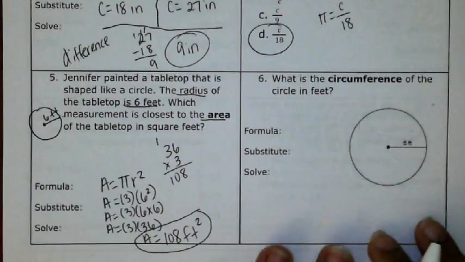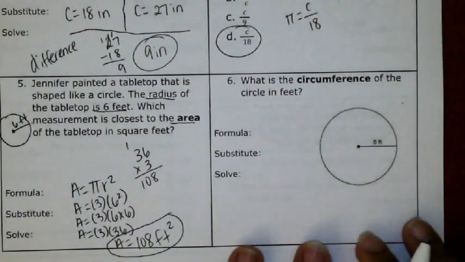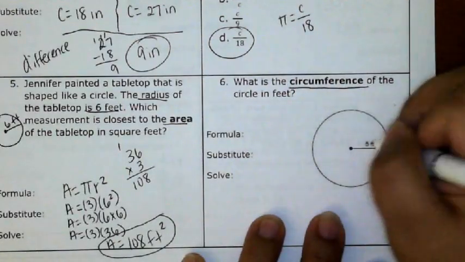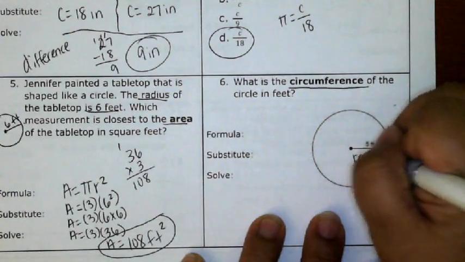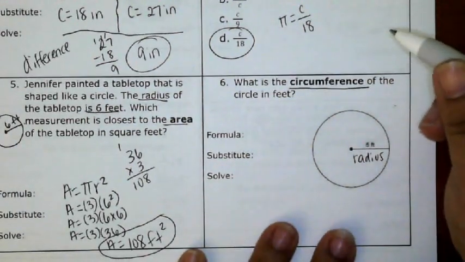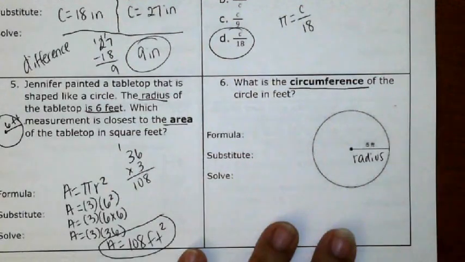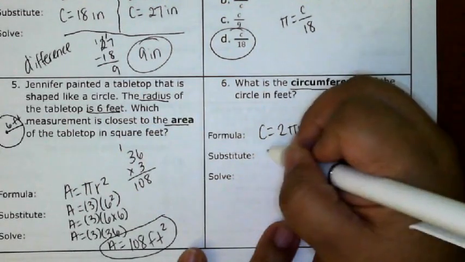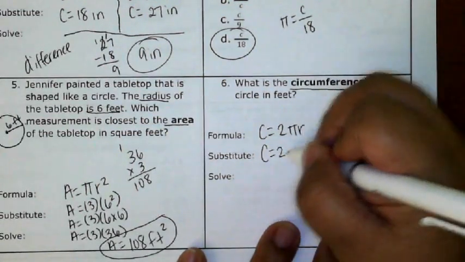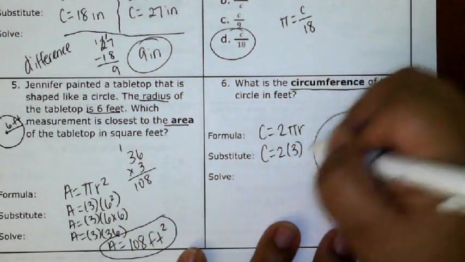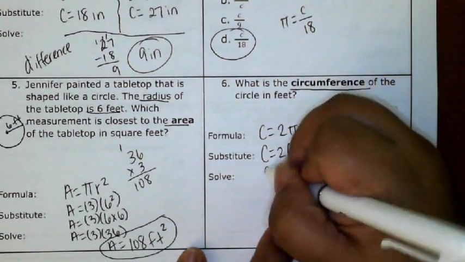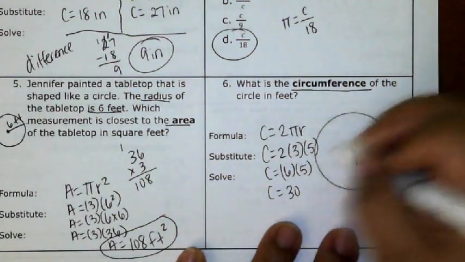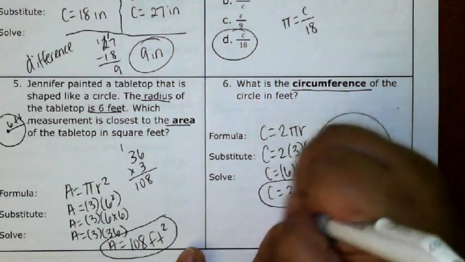Alright. So here, circumference of the circle in feet. So here it's asking for circumference. Let's look at what we have here. In this circle, it is given us radius. That means if you look at the top where we wrote circumference, we have the radius, so we're going to use C equals 2 pi r. C equals 2 pi, I know pi is going to be 3, and radius is 5. So 2 times 3 is 6, times 5 is 30 feet. Okay, and that's it.